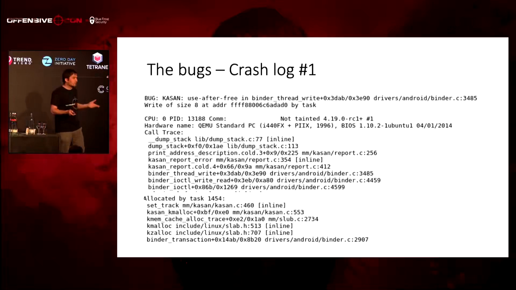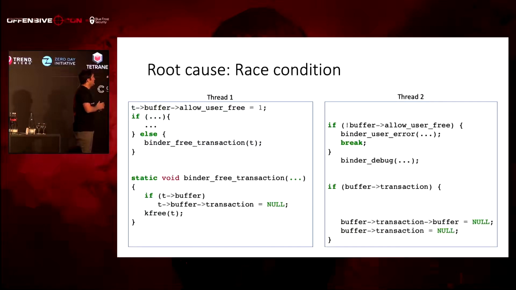So what do you do next? You try to figure out what this bug is and what happened. So you go to the place that allocated it, to the place that freed it, and you know what's happening here. Why is this happening? So it turned out that it was a race condition, like many other bugs that are showing up these days. And the race condition was related to this allow user free variable that you see up here.